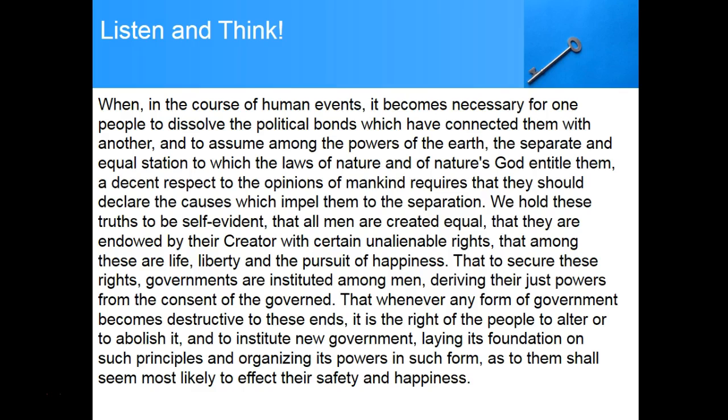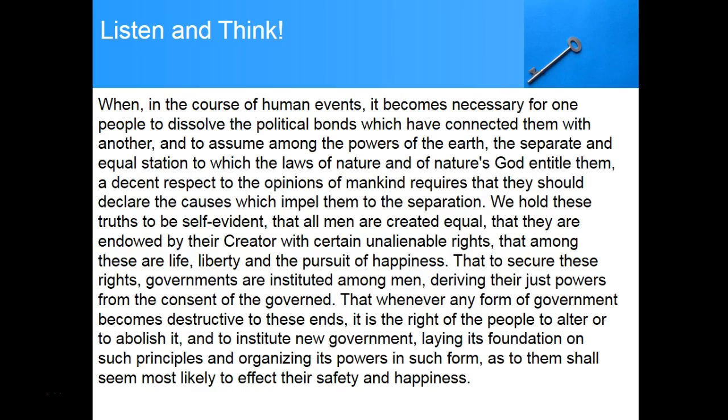When in the course of human events it becomes necessary for one people to dissolve the political bonds which have connected them with another, and to assume among the powers of the earth the separate and equal station to which the laws of nature and of nature's God entitle them, a decent respect to the opinions of mankind requires that they should declare the causes which impel them to the separation.